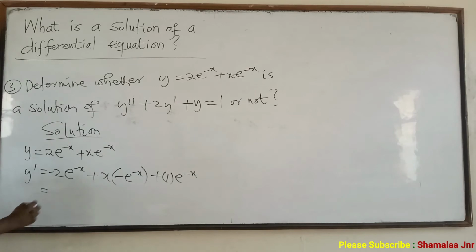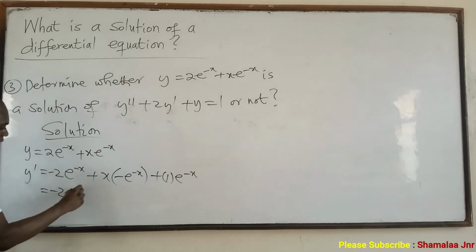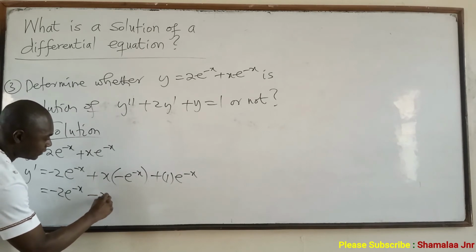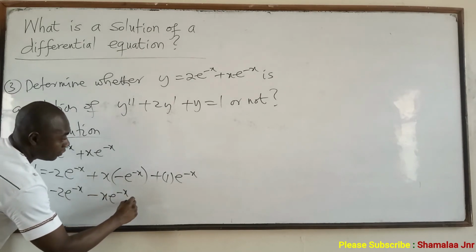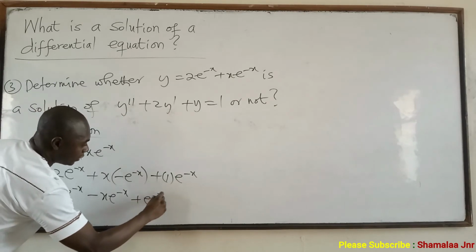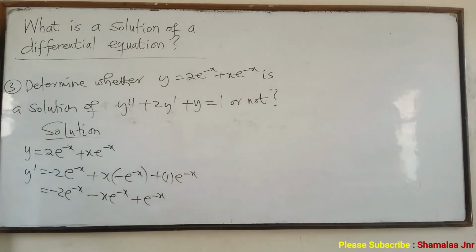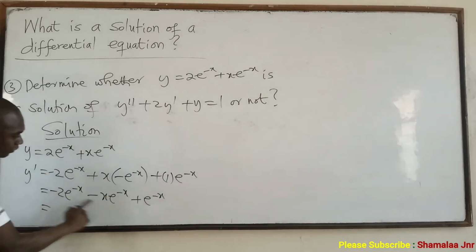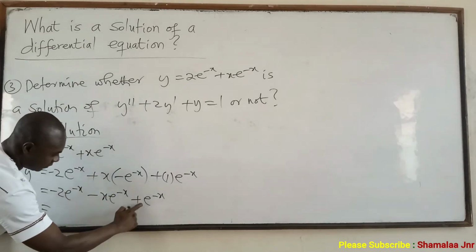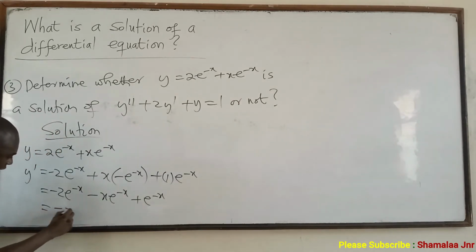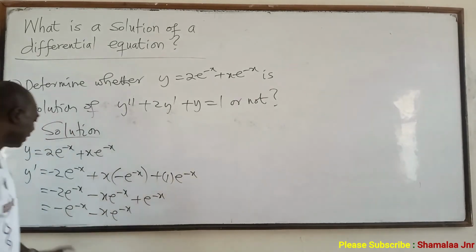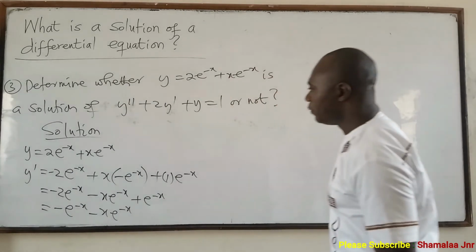This is equal to negative 2 exponential of negative x minus x exponential of negative x plus exponential of negative x. Isn't it? Now this is equal to negative 2 exponential of negative x plus exponential of negative x will give us negative exponential of negative x minus x exponential of negative x, like this. So this is the first derivative.